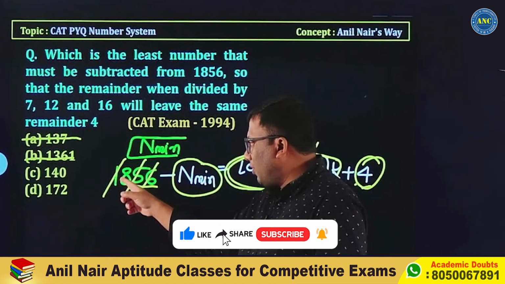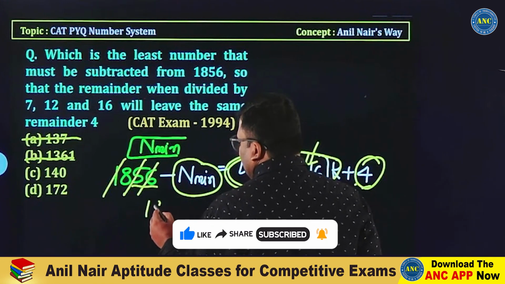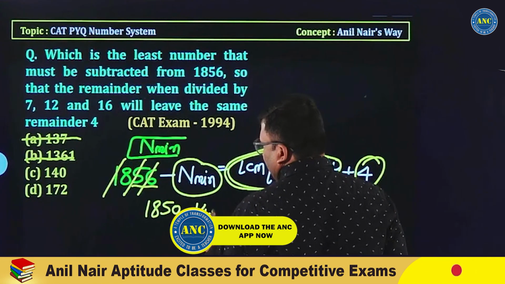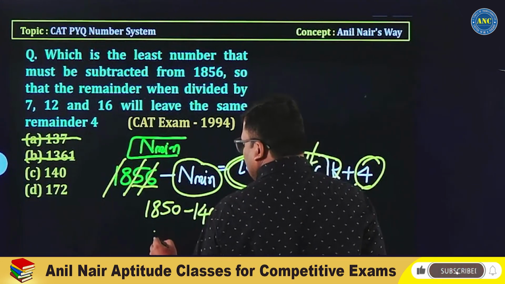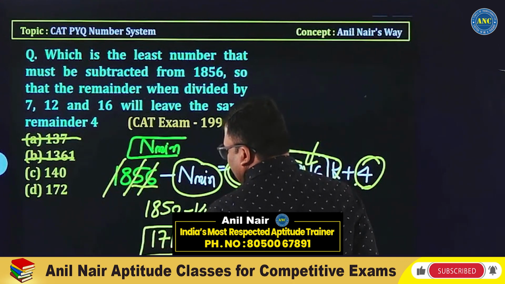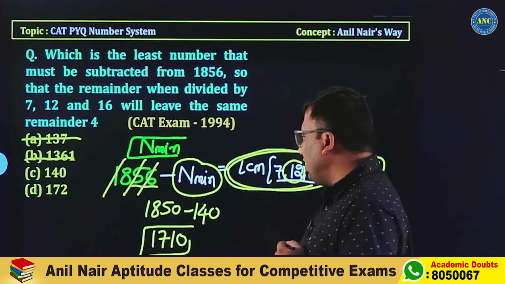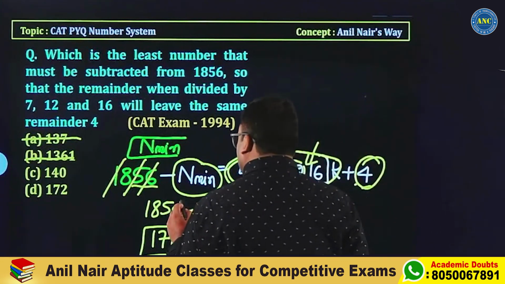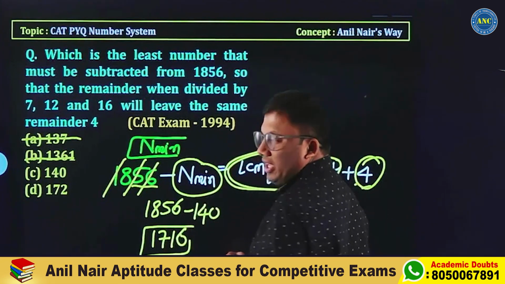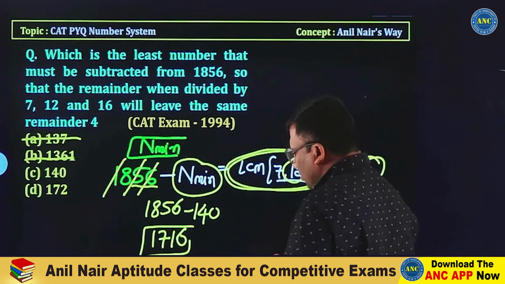Or otherwise you can do it like this: 1856 minus 140, so this will be 1716. Sorry, it is 1856, right? So it is 1716.